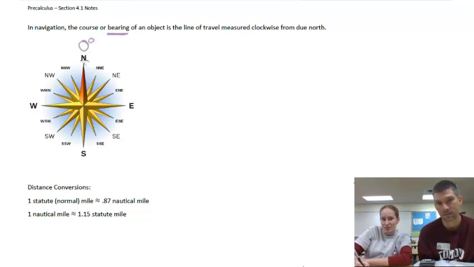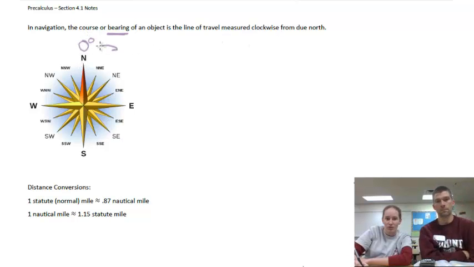This up here at the top is 0 degrees. And also in navigation, we usually do use degrees, minutes, seconds. So up here at the top is 0 degrees. Then we measure clockwise from north.